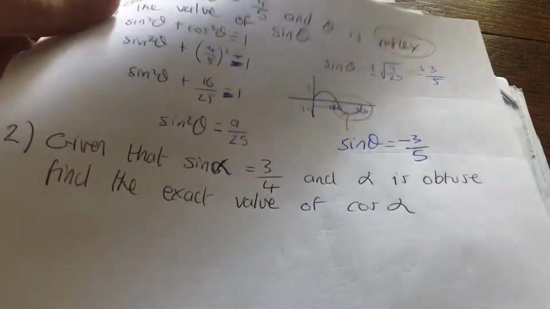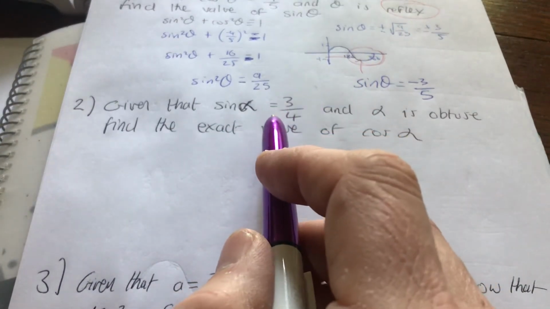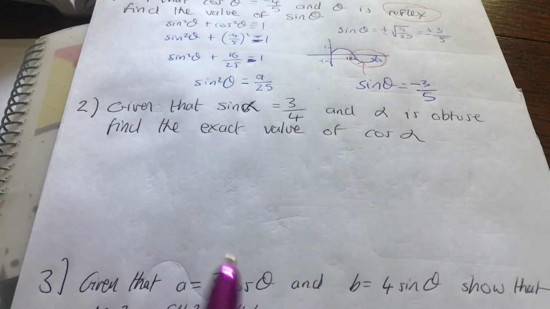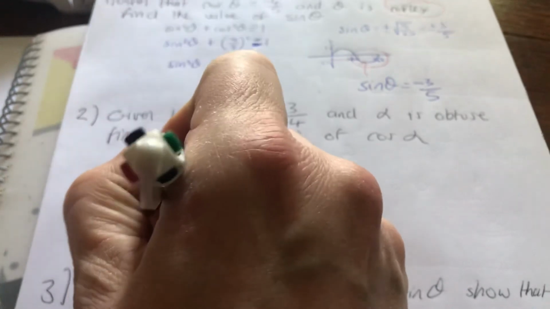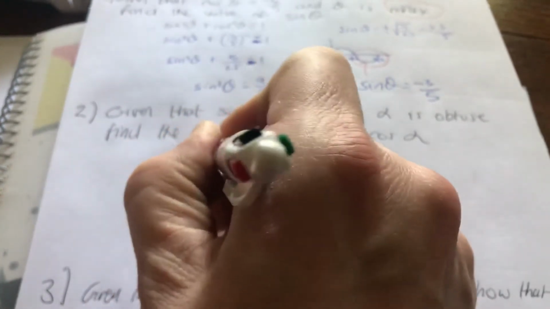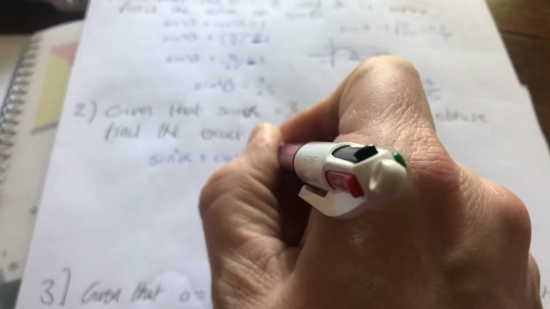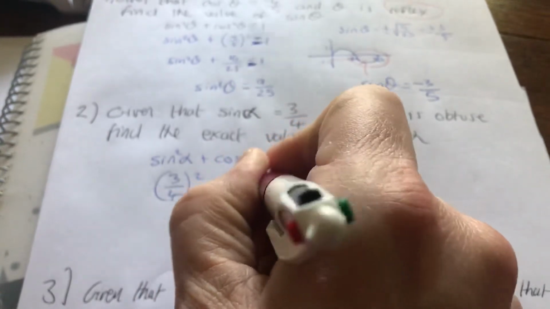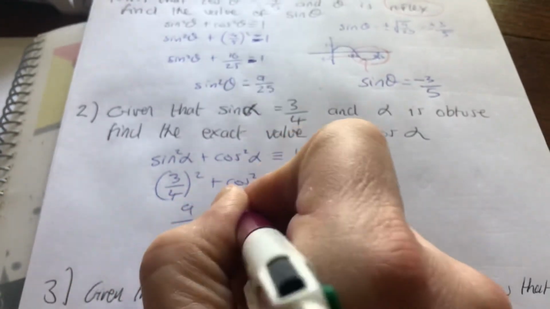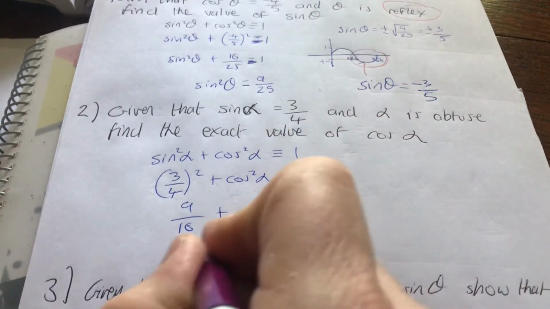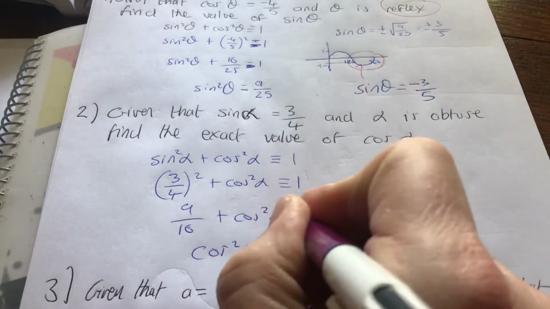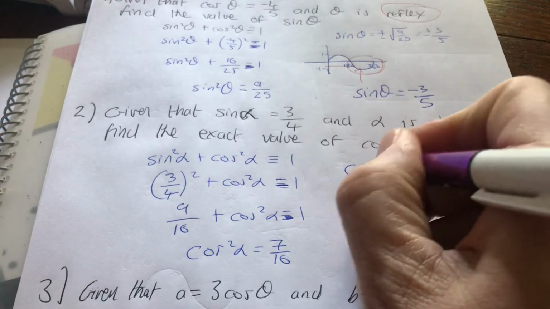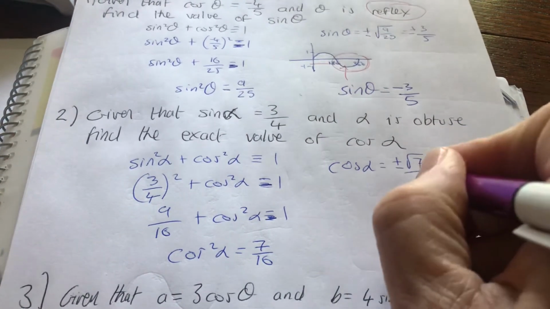It's about understanding your graph here. Let's have a look at another example. Given that sine alpha is 3/4 and alpha is obtuse, find the exact value of cos alpha, sorry. We'll do the same again. Sine alpha squared plus cos alpha squared is equivalent to 1, so I'll put in my values. 3/4 squared plus cos squared alpha is equivalent to 1. 9/16 plus cos squared alpha is 1. So cos squared alpha, again I just need equals there once I start putting numbers in, is 7/16. So cos alpha has got to be positive negative square root of 7/16, but we've got to decide which one it is.